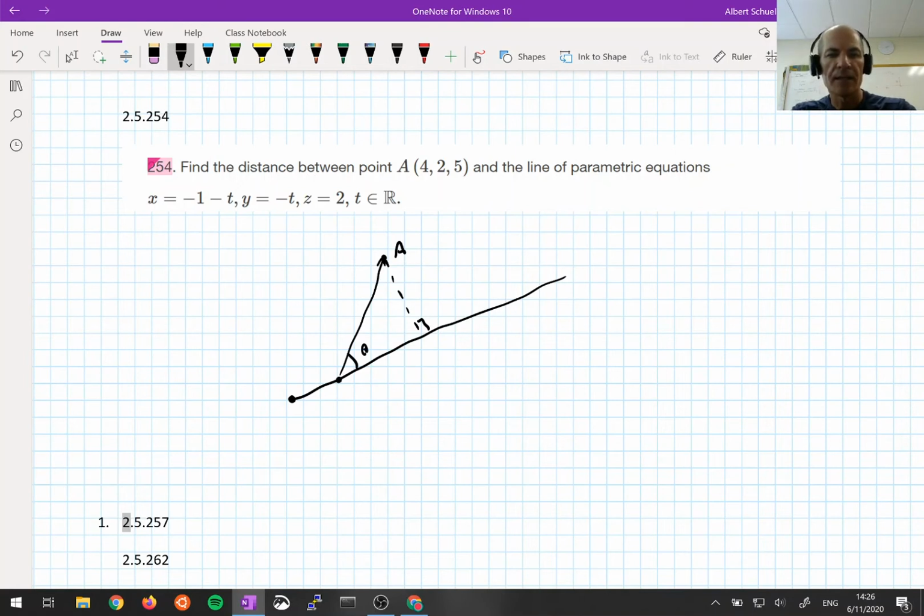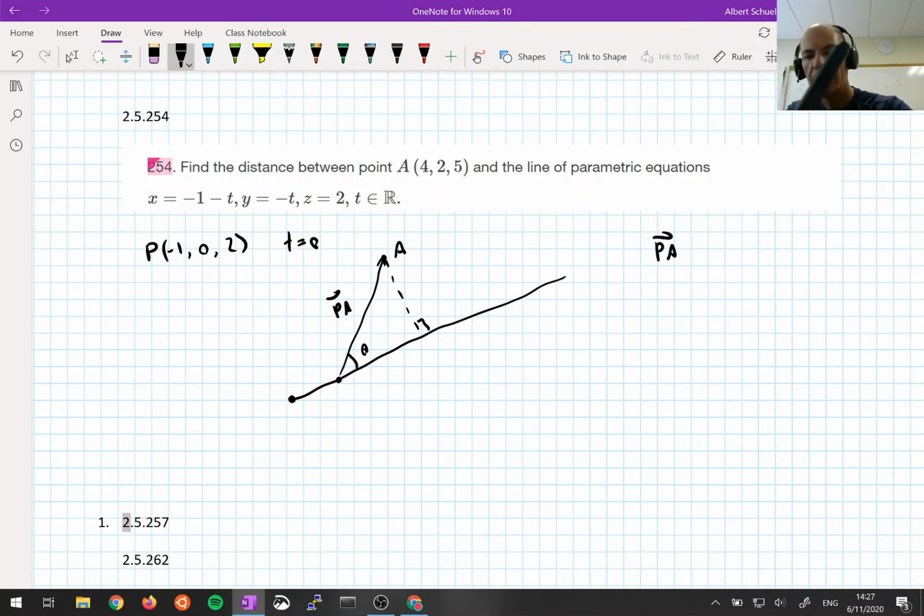So, a point on the line. If you look at the parametric form here and you set t equal to 0, you get -1, 0, 2. This is a point on the line. It corresponds to t equals 0. It's not important that you choose t equal to 0, it's just important that you find a point on the line. Okay, we can find now the vector from P to A using the subtraction process that we're used to.